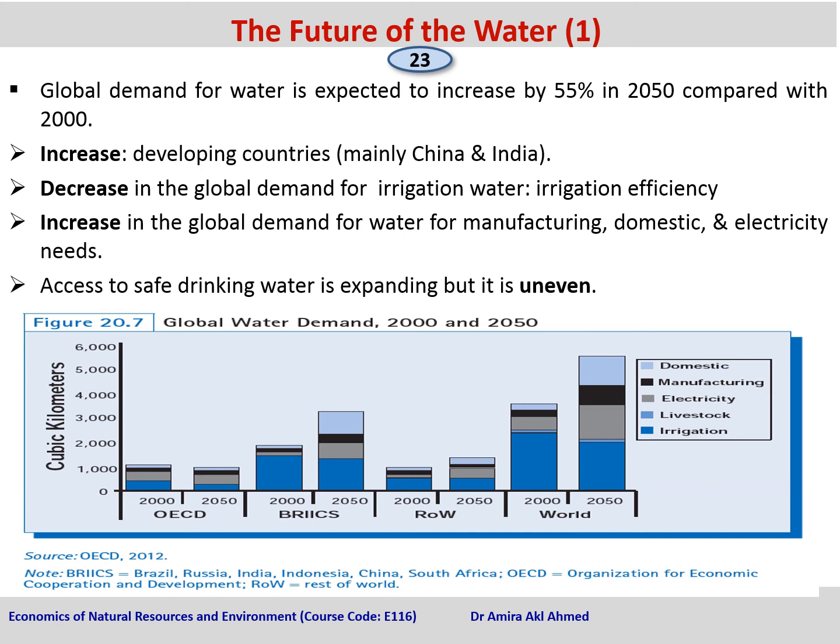Global demand for water is expected to increase by 55% in 2050 compared with 2000, as shown in figure 20.7. All the demand growth is expected to occur in developing countries, mainly in China and India. The global demand for irrigation water is actually predicted to decline in the coming decades. This is due to increased irrigation efficiency. In contrast, a significant increase in demand for water is expected for manufacturing, domestic, and electricity needs.